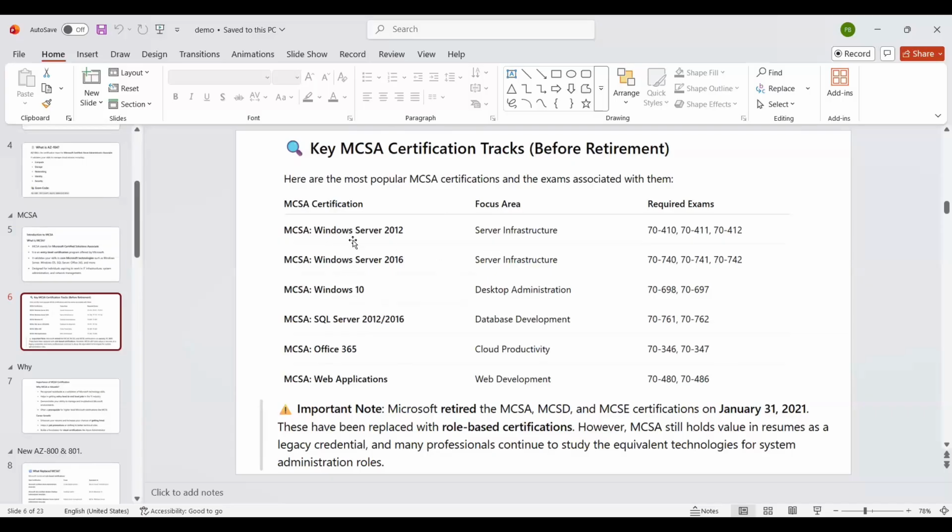These are different types of certification, like Windows Server 2012, 2016, Windows 10, SQL Server, Office 365. All these products are available, right? But nowadays you can't do these certifications because they are retired by Microsoft. Nowadays we have role-based certifications. So the alternatives are the role-based certifications. For our MCSA Server, we have AZ-800 and 801. So you can target these certifications for a similar set of knowledge.